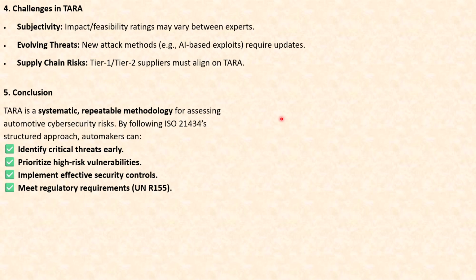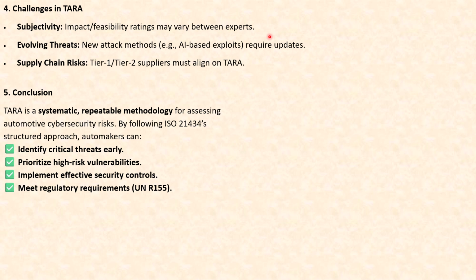So what are the various challenges in TARA? The most important challenge is subjectivity, because when it comes to impact and feasibility, it may vary between experts. One expert may perceive a certain impact as low, another expert may perceive it as high. So there is some kind of subjectivity and difference of opinions between the level of impact and feasibility. This is the most important challenge.